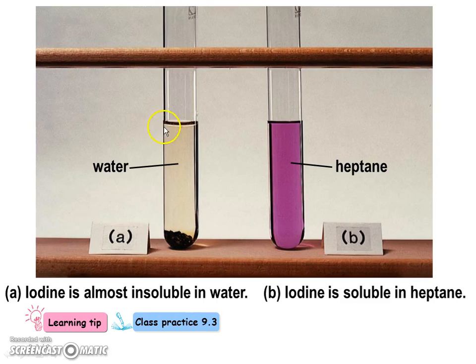When you put some iodine into water, only very little of it will dissolve. You will see most of the iodine solid sink to the bottom, and some of it dissolves to give a very light brown color. But for heptane, which is a non-polar solvent, it dissolves iodine much better than water. And you need to memorize that the color is violet.